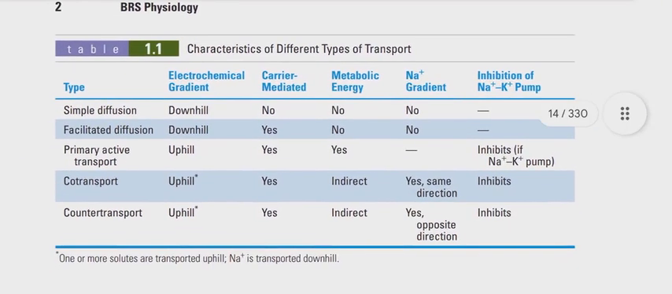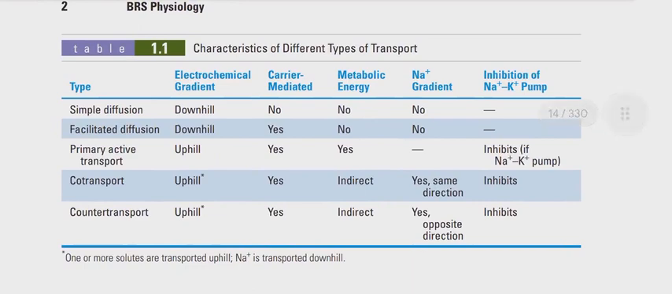Characteristics of different types of transport: simple diffusion, facilitated diffusion, primary active transport, co-transport and counter-transport. In simple diffusion, the electrochemical gradient will be downhill. It will have no carrier mediation. It will have no metabolic energy and no sodium gradient. Simple diffusion will be done.